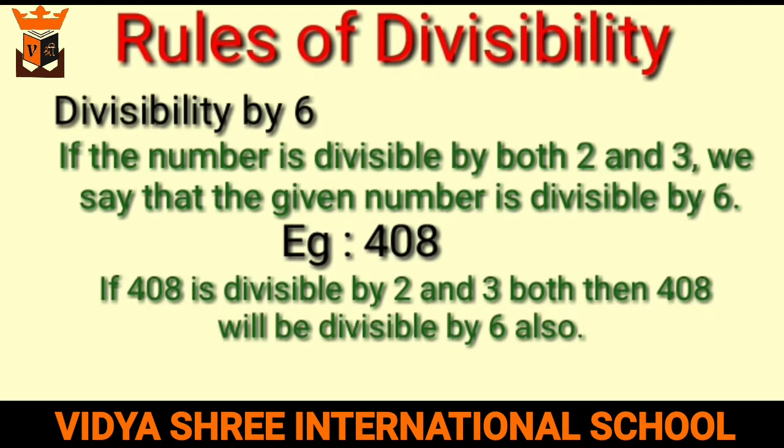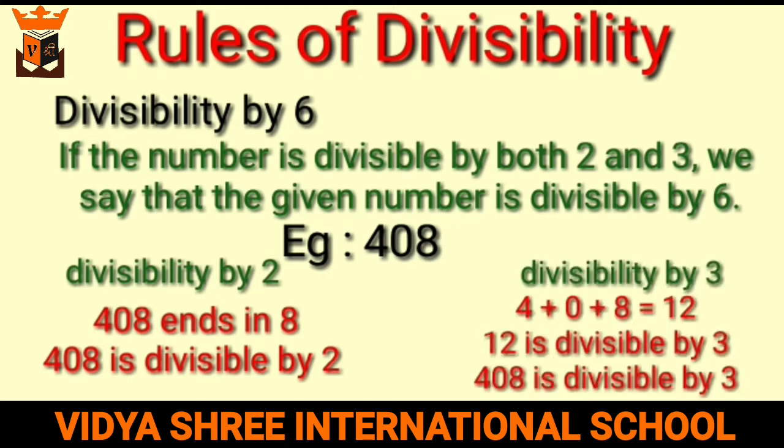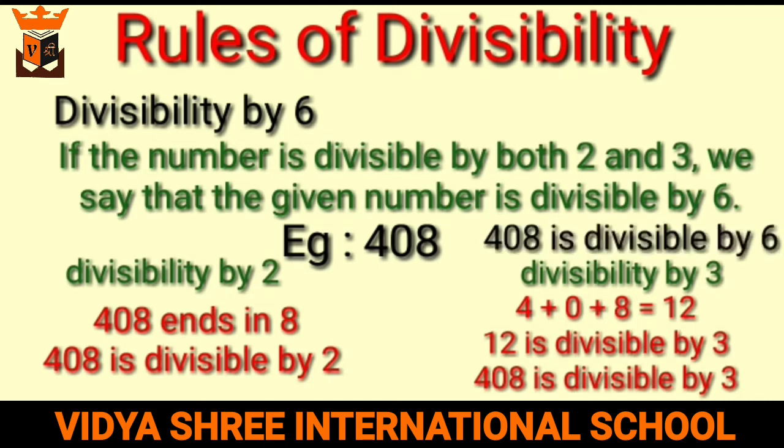So let us check the divisibility by 2. 408 ends in 8, so 408 is divisible by 2. When we add up all the digits, that is 4 plus 0 plus 8, we get 12. And we know 12 is divisible by 3. So 408 is divisible by 3. So we can say 408 is also divisible by 6.